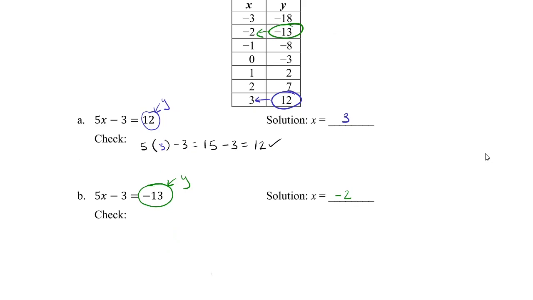And again, we can check by plugging that in. 5 times negative 2 minus 3. Well, 5 times negative 2 is negative 10 minus 3. Negative 10 minus 3 is negative 13. So that really did work.